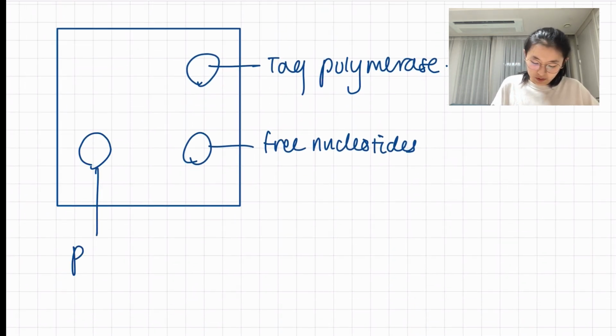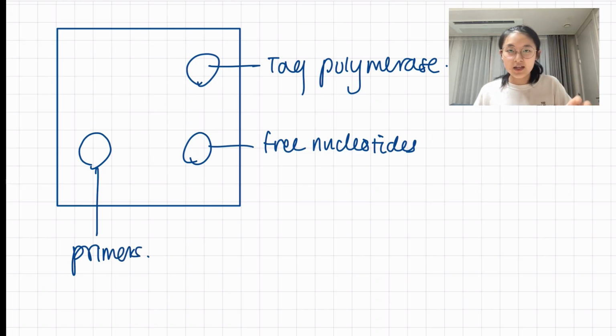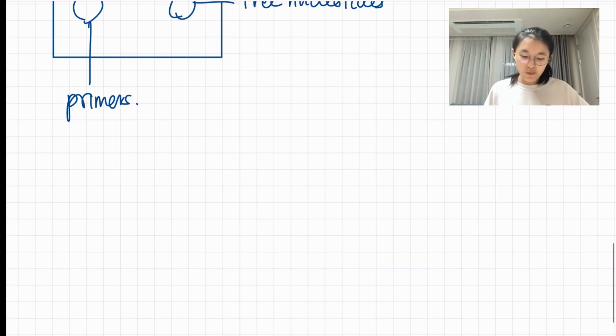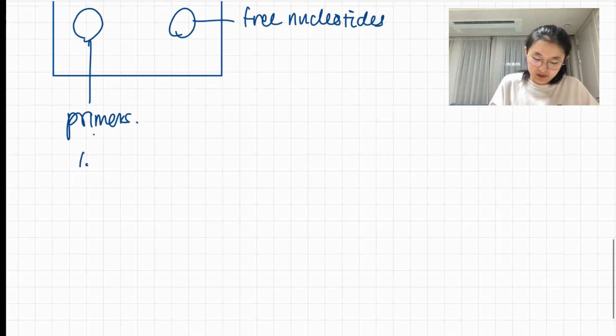But besides that, we also need primers. Now, primers are essentially just short sequences of DNA that get this process of assembling free nucleotides together to form a strand of DNA started, but we'll talk about that later. So first, let's talk about what actually happens from the start.